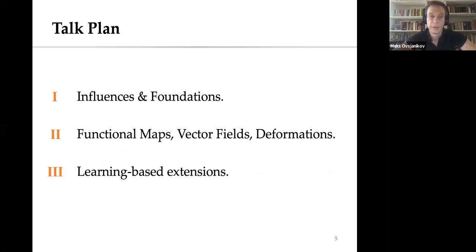My plan for today's talk is to go in 3 parts. First, I wanted to discuss some of the influences and foundations behind a lot of this work. Then I'll talk about the functional map representation and functional representations for other concepts like vector fields and deformations. And then in the last part, I'll talk about the most recent extensions dating from the past year that have to do with learning.